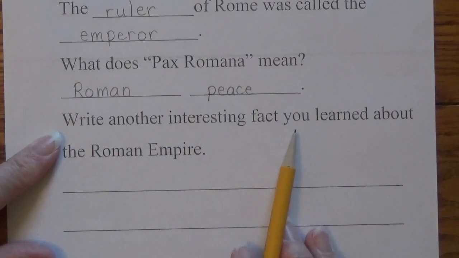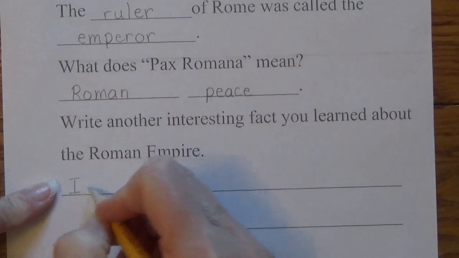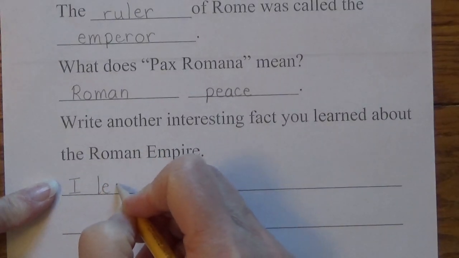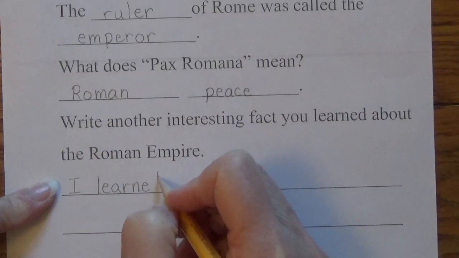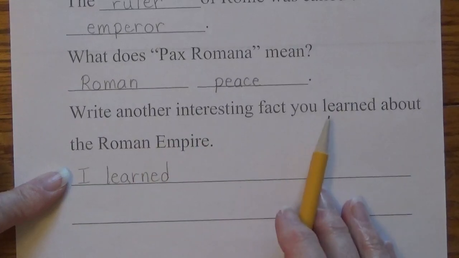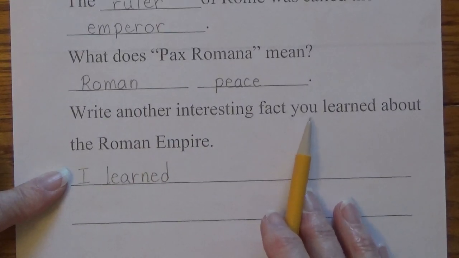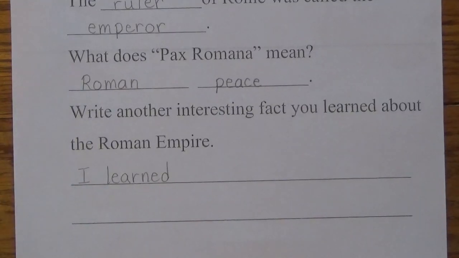Write another interesting fact you learned about the Roman Empire. And I would just begin it with, I learned. So you're going to want to answer your sentence in the whole sentence. I learned, and then you're going to write. So here, part of the question was something you learned, so just change that. I learned that the royal color was purple. I learned that Celts painted themselves blue and spiked their hair with animal grease.